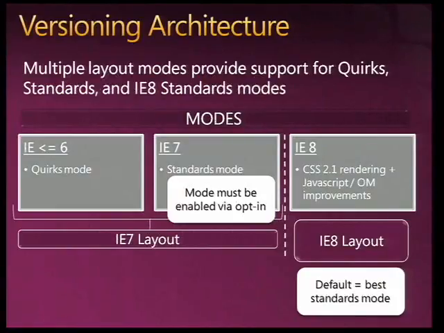So this gets to the whole versioning architecture piece. And so again, we do have these three modes, right? We have the IE, I'll call it less than or equal to 6 mode. That's our quirks mode. We have the new IE7 standards mode. That's the piece that we've versioned off. And then we have the brand new IE8 mode that is our most standards compliant piece. And again, the IE8 mode is the default. The IE7 mode may be opted into.